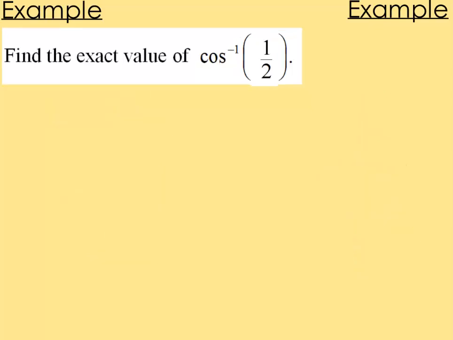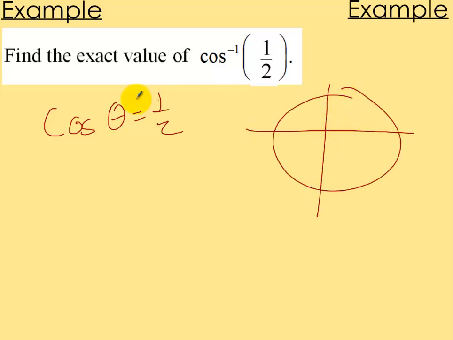Next one. Pause the video. All right. Inverse cosine of 1/2, so cosine of theta equals 1/2. If I'm graphing my unit circle, those are the x values at 1/2. That's going to happen right here and right here. But the cosine function is between 0 and π, so it's only going to be this top one, and that is at 60 degrees, or another way to say that is at π/3. That's it.